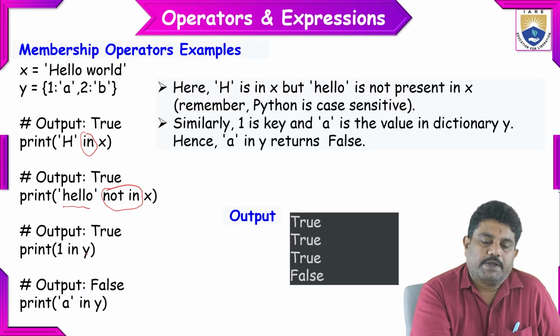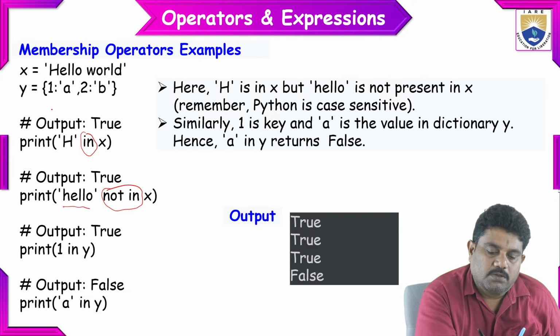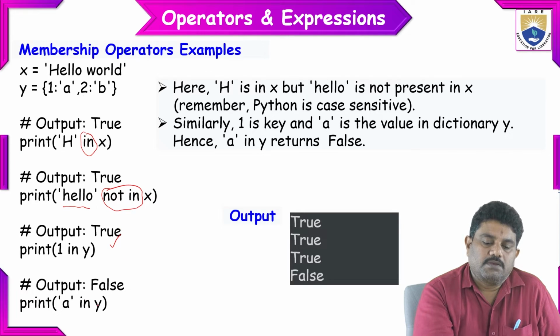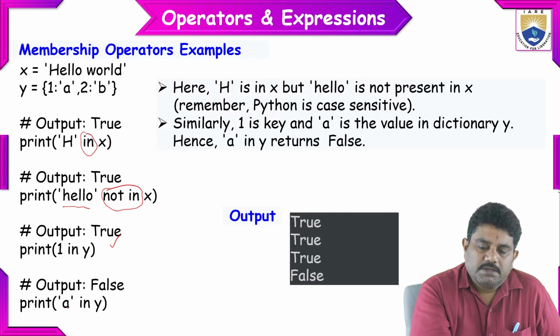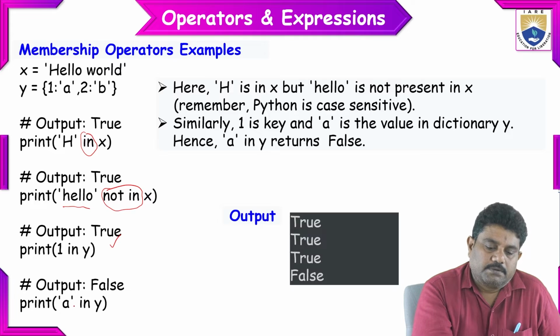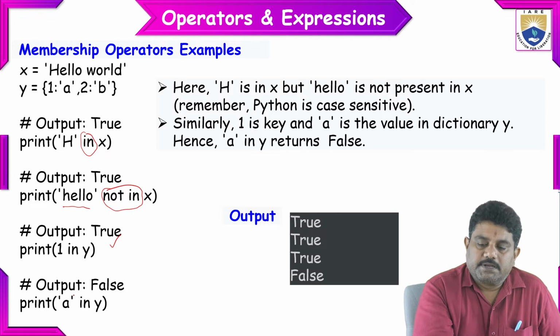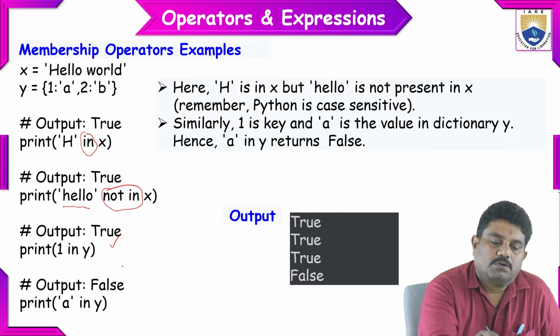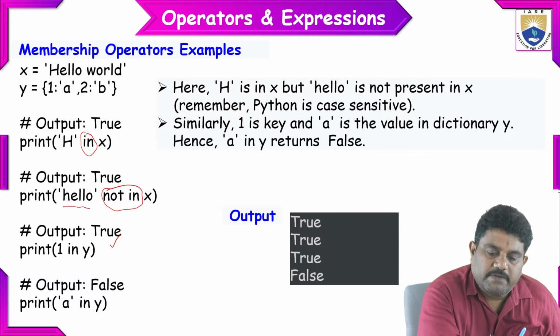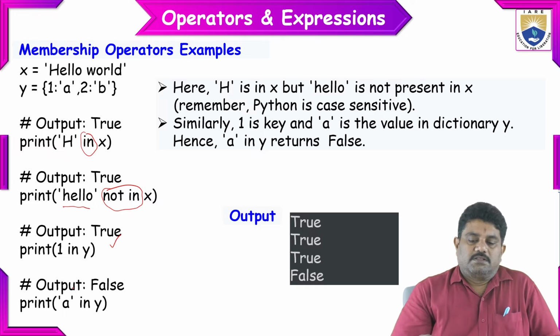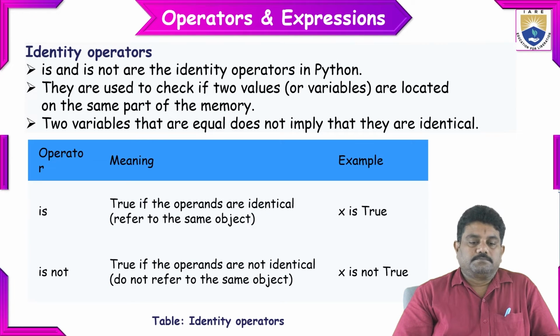Next, 1 in y. 1 is the key, and the key is there in y. That's why it returns true. A in y returns false. Okay, A in y returns false. A is the value of key 1. Because of that, it returns false here. It only reads the keys of y, not the values, and it returns false in that case. Okay. Next, identity operators. Is and is not.